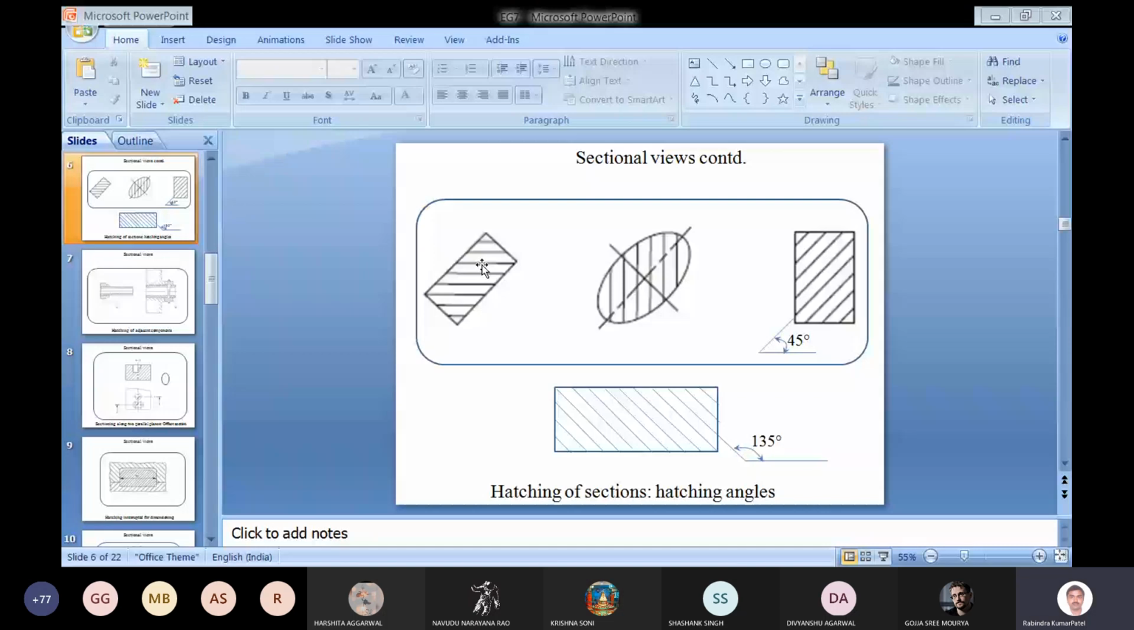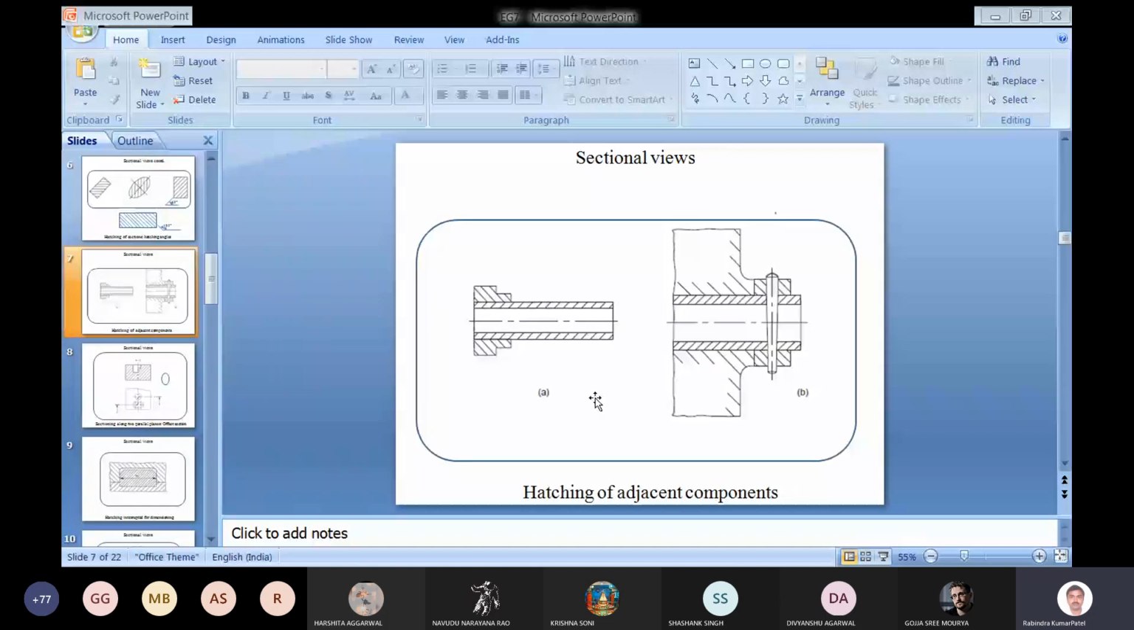Here you can see the hatching of adjacent components. Like here there are two components. One is this component, another is this component. As we know, we can use two types of hatching lines, either 135 or 45. So we can use two types of lines to differentiate two components. Like here, for one component it is 45, and for this component it is 135.